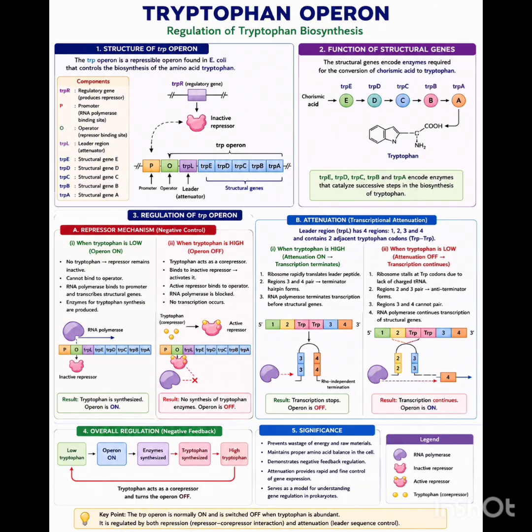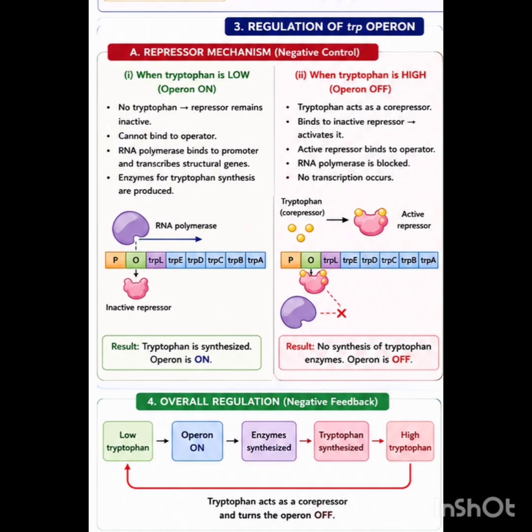Let us now examine what happens when the concentration of tryptophan inside the bacterial cell is low. Under these conditions, the cell requires more tryptophan for protein synthesis and other metabolic processes. Since tryptophan molecules are scarce, they cannot bind to the repressor protein. Consequently, the repressor remains inactive and is unable to attach to the operator region. Because the operator is free, RNA polymerase binds to the promoter and begins the transcription of the structural genes.